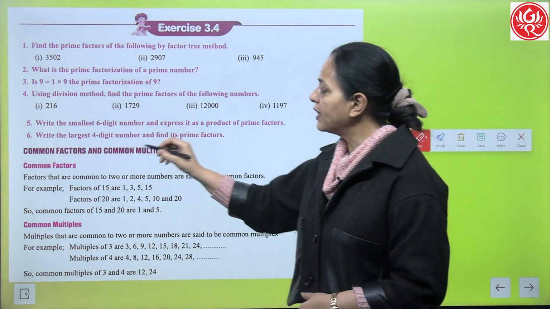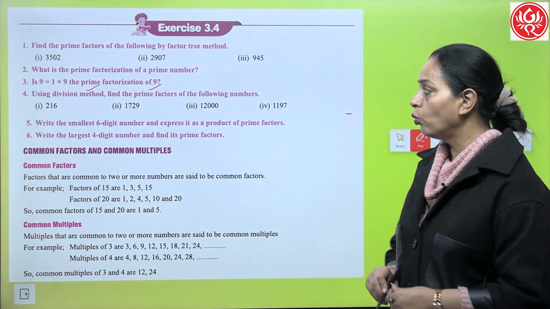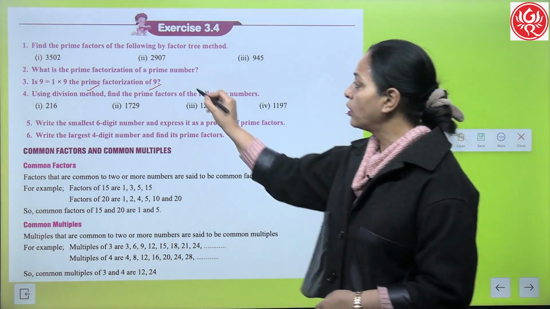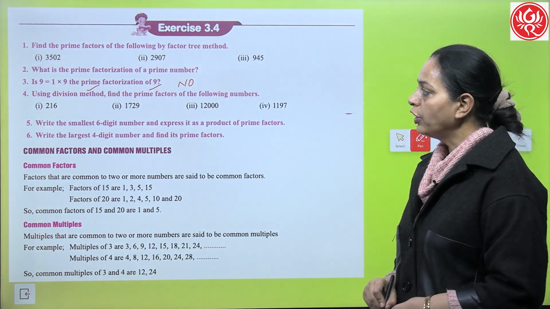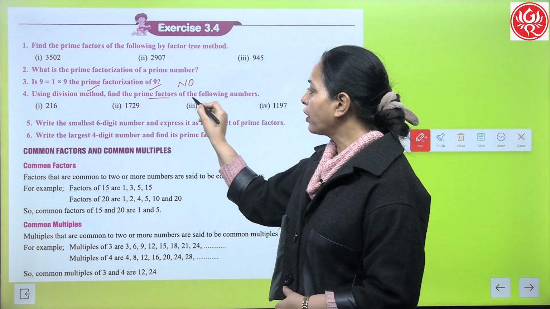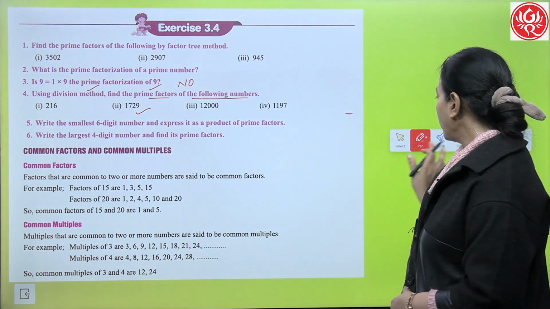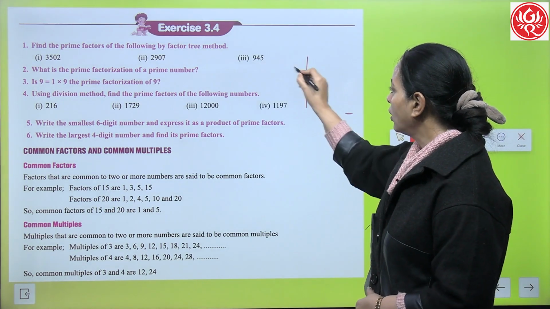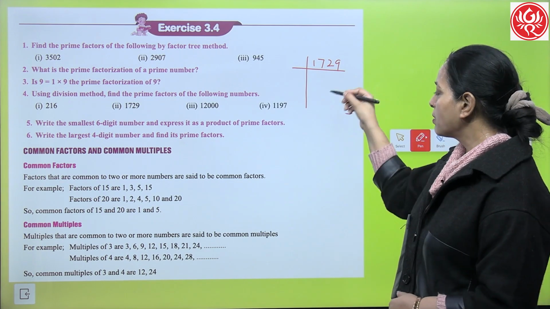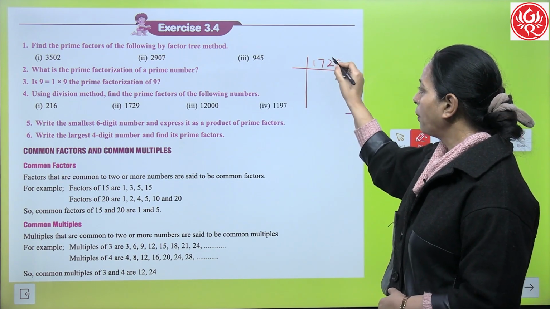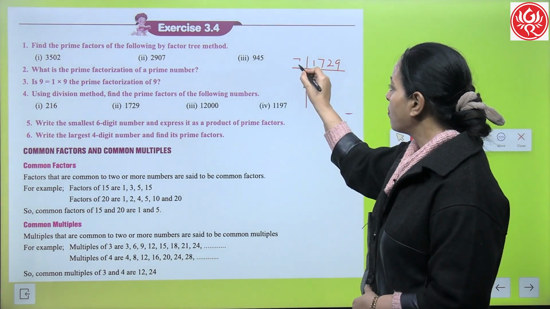Now the third one is 9 equal to 1 into 9, the prime factorization of 9. No, 9 is not a prime number. So this is no. Okay. Now the fourth one, using division method, find the prime factors of the following numbers. Like the second part, 1729. So 1729, is it divisible by 2? No. Is it divisible by 3? 7 plus 1, 8 plus 2, 10 plus 9, 19. So not by 3. This is divisible by 7.